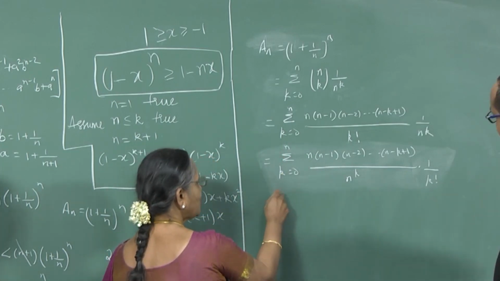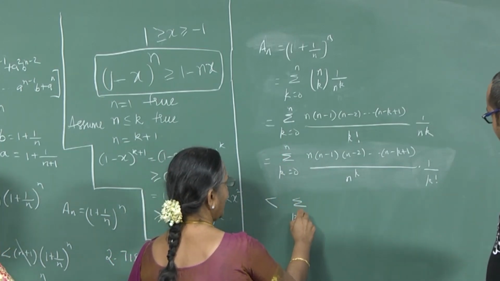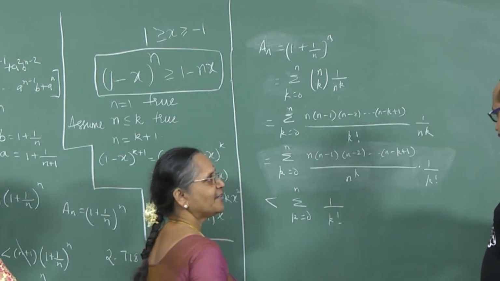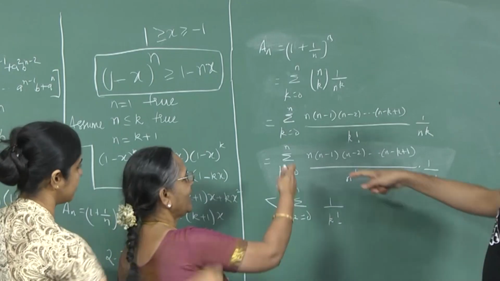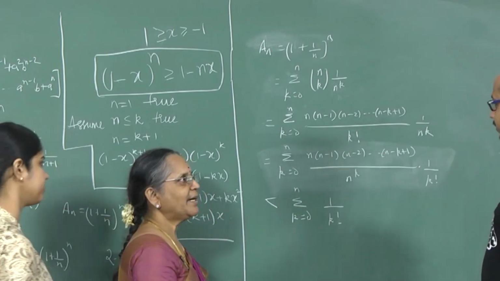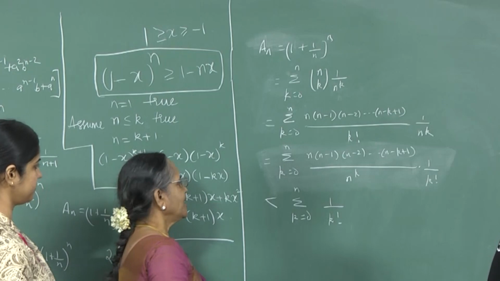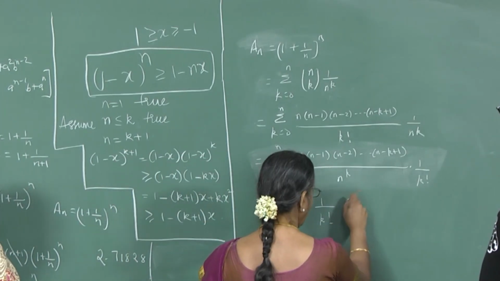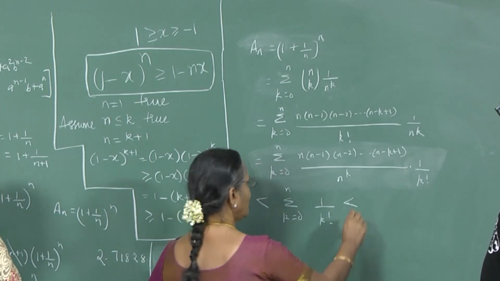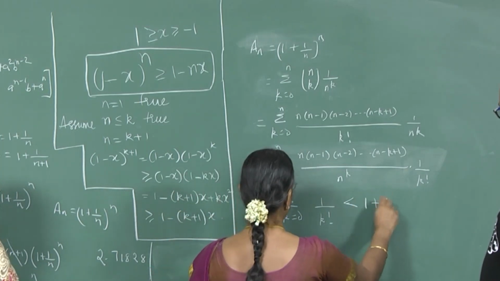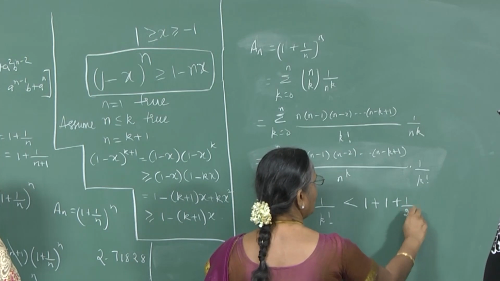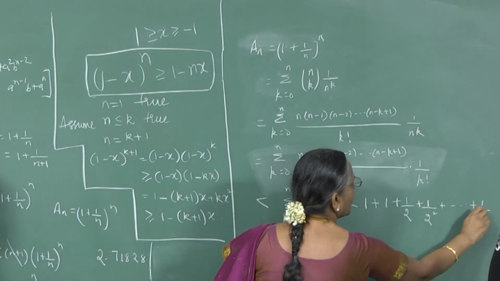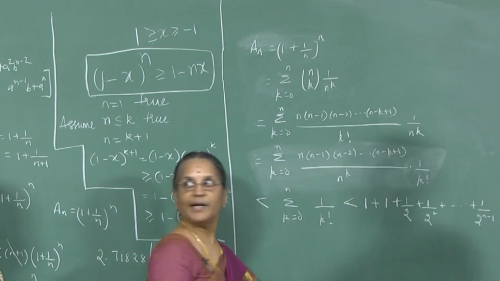But so this will be less than the sum from k equals 0 to n of 1 by k factorial, because each term has k such factors and I have 1 by n to the power of k. And that will be less than 1 plus 1 plus 1 by 2 plus 1 by 2 squared plus etc. plus 1 by 2 to the power of n minus 1.